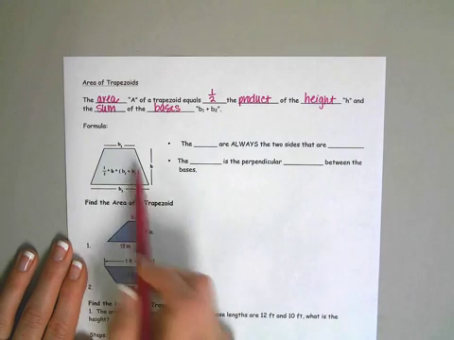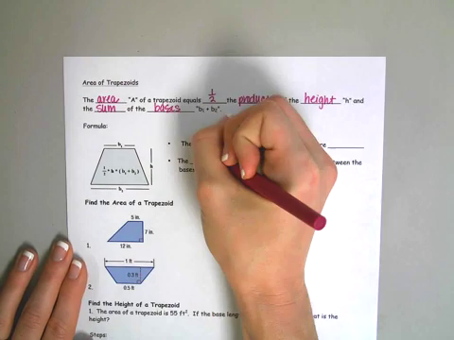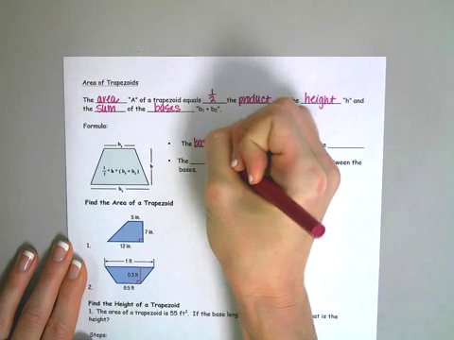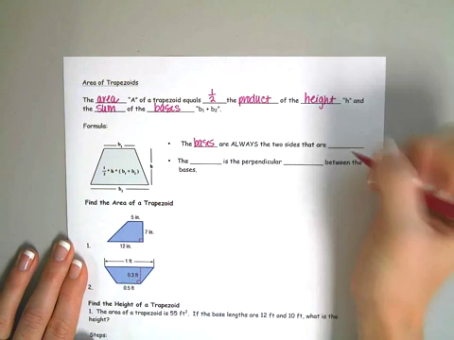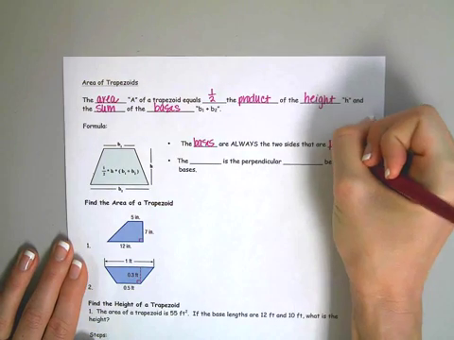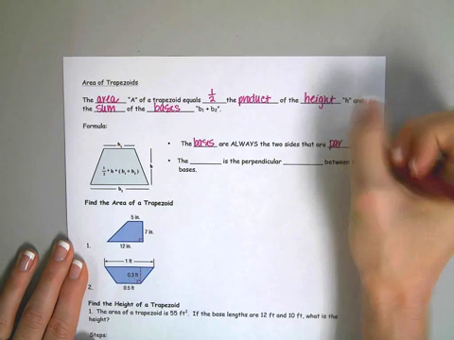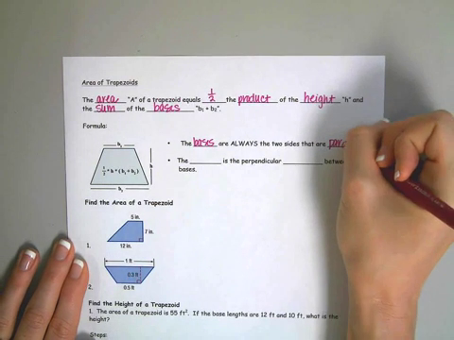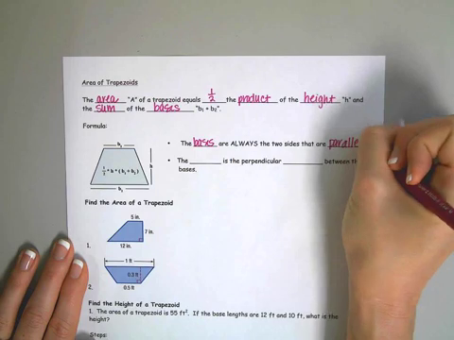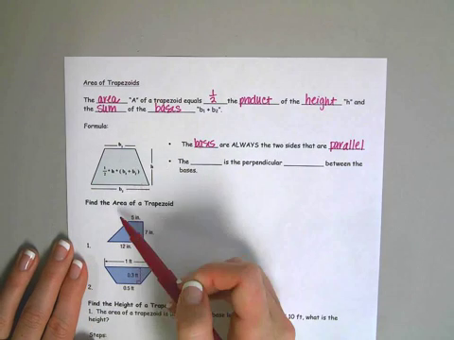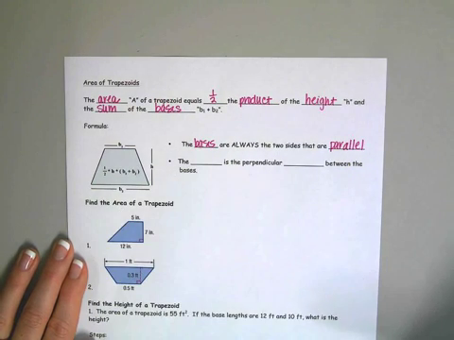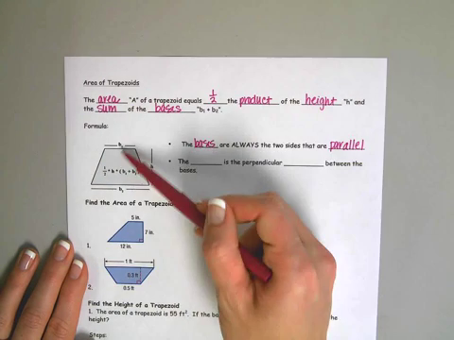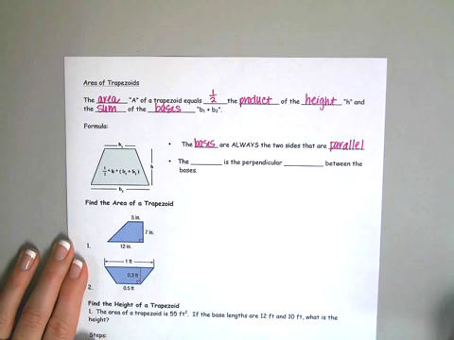Okay, so looking at this trapezoid right here, the bases are always going to be the two sides that are parallel to each other. It doesn't matter how the trapezoid is set up on your paper, which way it's rotated. If you can find the two parallel sides, the sides that are parallel to each other, those will always be your bases, base 1 and base 2.